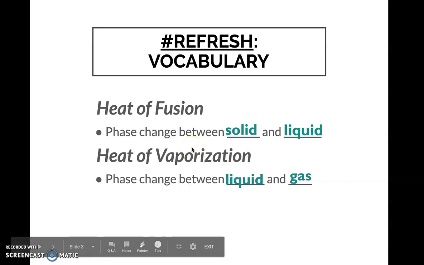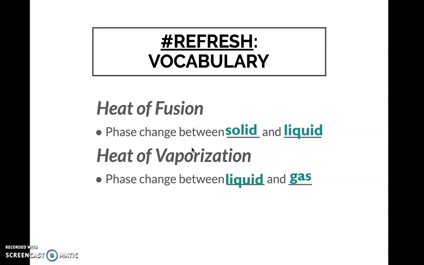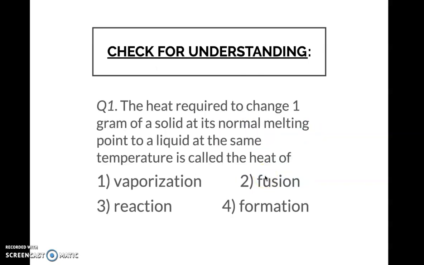We're going to go over two questions that can help us to understand if we understand these concepts. So the first question states, the heat required to change 1 gram of a solid at its normal melting point to a liquid at the same temperature is called the heat of. So we're trying to change 1 gram of a solid and melt it to a liquid. Which one of these occurs during melting, which is a heat of vaporization, fusion, reaction, or formation?